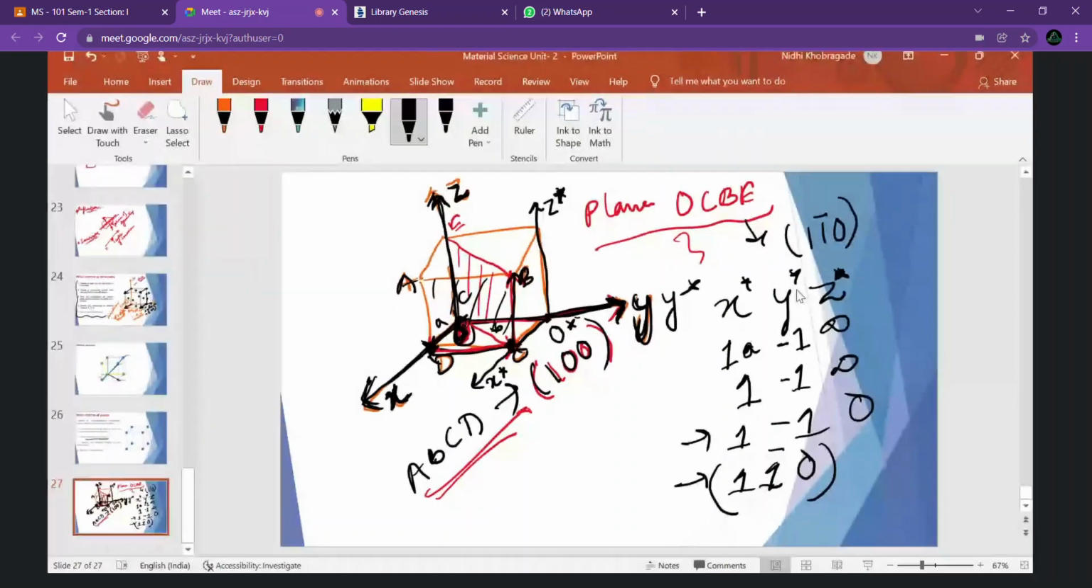Yes ma'am. Okay, so we are considering this as our origin. So this will be x on the positive side, this will be our y on the positive side, and this will be z. We are considering our plane, that is OCBE. From this origin it will move in the positive direction for this plane. For this particular plane, OCBE, it is intersecting at this position.